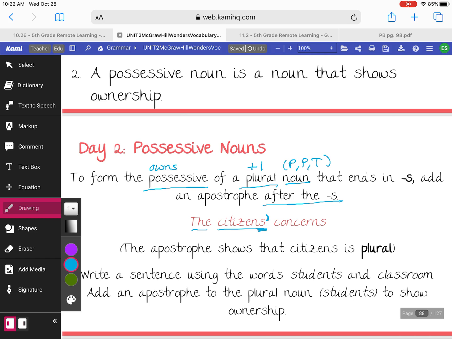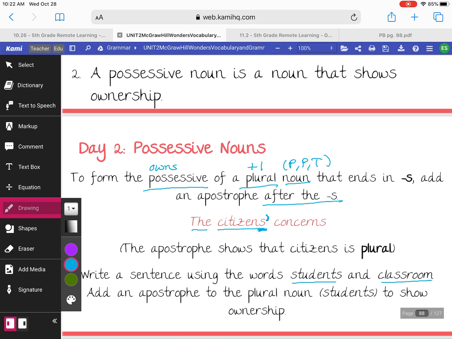It says write a sentence using the words students and classroom, and add an apostrophe to the plural noun, students, to show ownership. We're going to pause the video again, and I want you to go ahead and try this. Then when your teacher's ready, or when you're ready at home, you can unpause it and see if you got something close. Okie dokie, here we go. We're back.